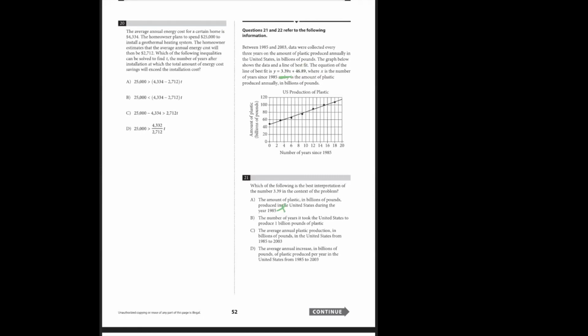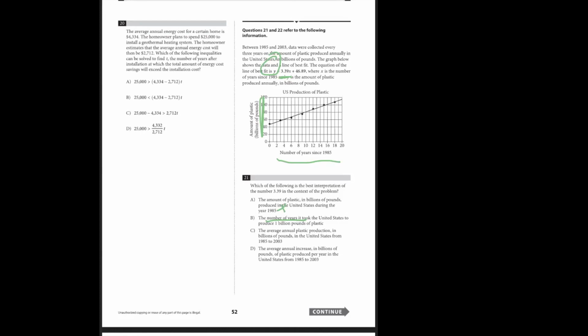3.39 is going to be in billions of pounds because that's what it's going to be translating to. So it's definitely not years. X would be years, but remember, the slope is what's affecting your Y value, so it can't be that. The average annual plastic reduction in billions of pounds in the United States from 1985 to 2003. I see why that one is not as obviously wrong. It's definitely not one that I would completely rule out, but it doesn't really match a slope for me. So I'm going to hold on to it and see what D says.